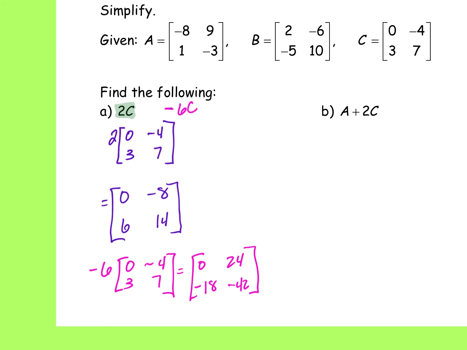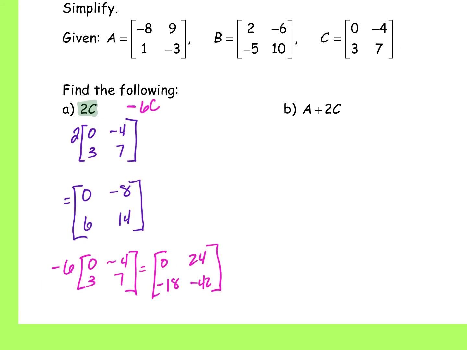So we're going to do something a little different for my next one. It wants me to take matrix A and add it to 2C.